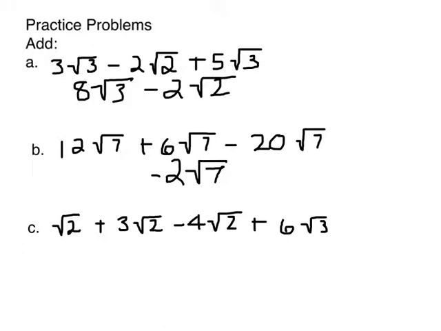Alright, and then in C we have square root of 2, and we can think of that as being a 1 there. 1 square root of 2 plus 3 square root of 2 minus 4 square root of 2 plus 6 square root of 3. Alright, so 4 terms, 3 of them are like terms and 1 is not. So let's add 1 plus 3 is 4, and 4 minus 4 is 0 square root of 2. So really no square root of 2 terms are left. So the answer to this entire thing would just be simply 6 square root of 3.